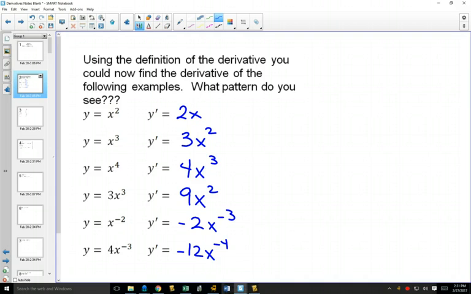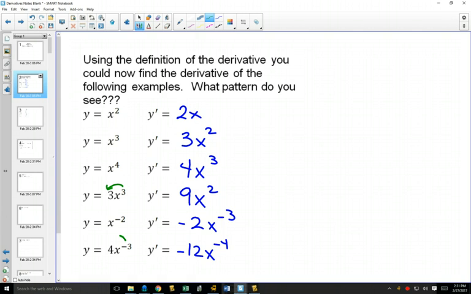Looks like you're timesing the coefficient by the exponent. So all these ones have a 1 in front, right? Yeah. So now I have a 2, a 3, a 4. And here I have a 3 in front, and it's getting multiplied. So that exponent seems to be coming out in front and multiplying.